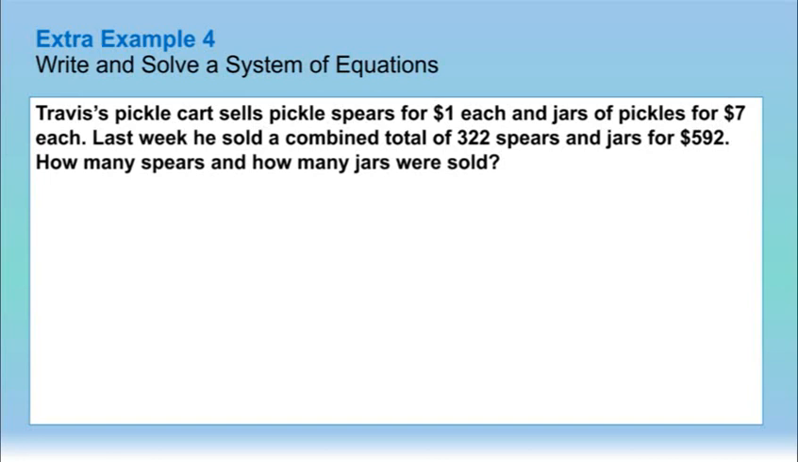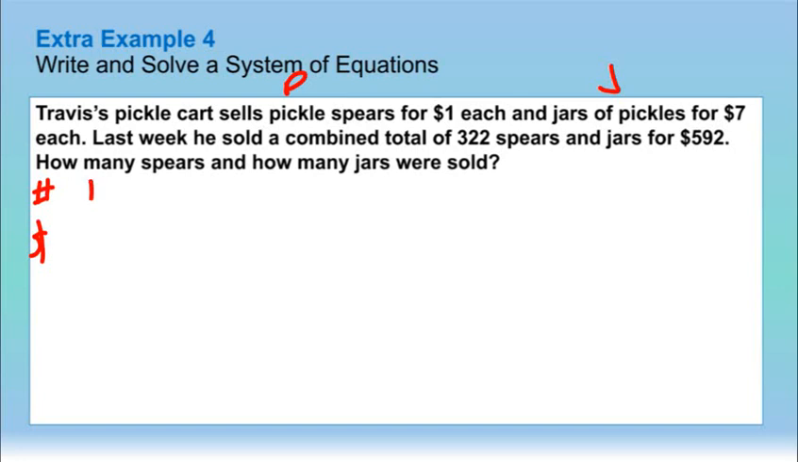Travis's pickle house sells pickle spears for $1 each and jars of pickles for $7 each. Last week he sold a combined total of 208 spears and jars for $592. How many spears and how many jars were sold? So I need two equations, one for the number and then the other one for the money. So the number, I'm going to use P for pickle spears and J for jars.